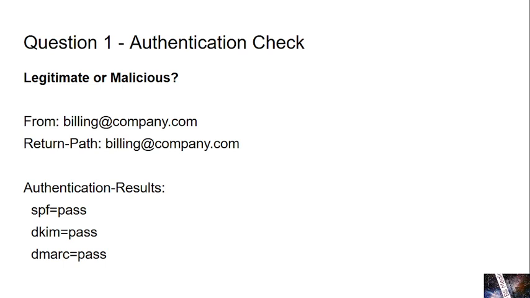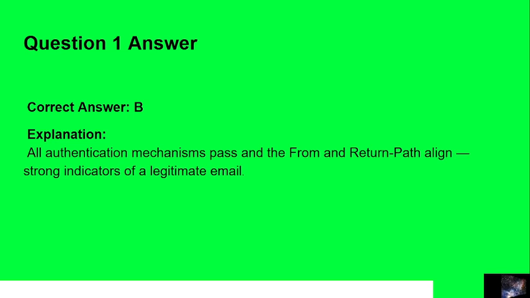Get your answer. I want to show the answer now. The answer is, sorry, maybe I did not put the options there, but option A is malicious. Option B is legitimate. All authentication mechanisms pass, and the from and return path align. Strong indicator of a legitimate email. Okay.